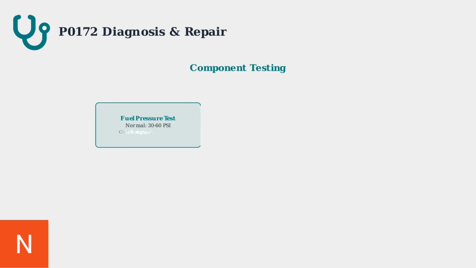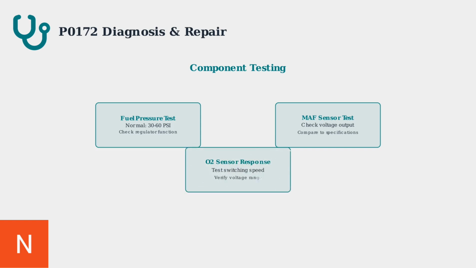Component testing verifies suspected faulty parts. Test fuel pressure to ensure it's within specification, typically 30 to 60 psi, depending on the vehicle. Check MAF sensor readings against manufacturer specifications.